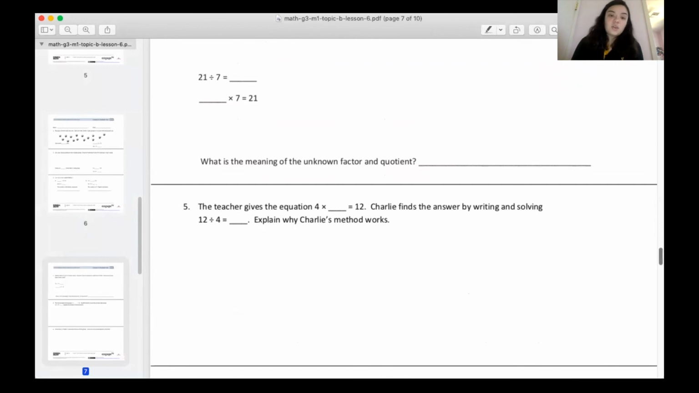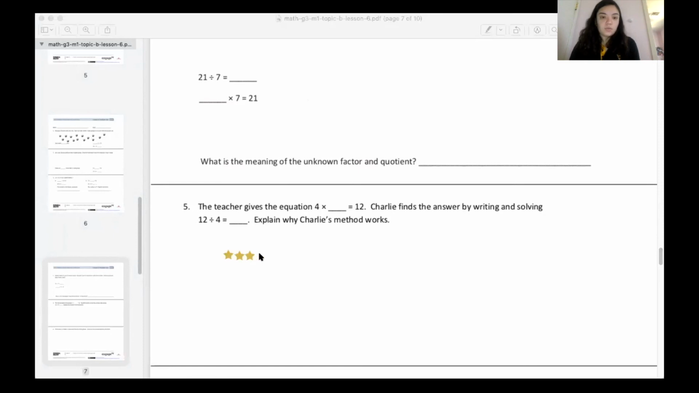The teacher gives the equation 4 times blank equals 12. Charlie finds the answer by solving 12 divided by 4. Explain why Charlie's method works. So first thing we're going to do is solve this. You can use an array for this. So we have 12 total and 4 in each group.